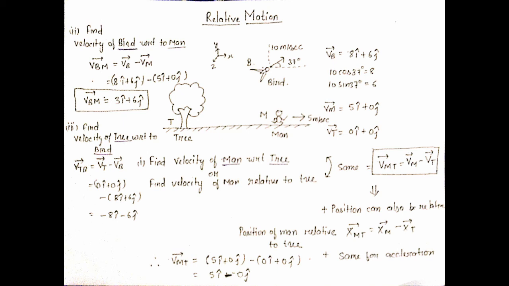Now another example: find the velocity of the tree with respect to the bird. It can be represented as VTB equals VT minus VB, and the velocity of the tree is 0 i cap plus 0 j cap minus 8 i cap plus 6 j cap. That comes out to be the velocity of the tree with respect to the bird is minus 8 i cap minus 6 j cap. What does it mean? It means when the bird is at rest, the tree appears to the bird to be moving away in the minus x direction, and minus 6 j cap means in the negative y direction the tree has velocity 6, as it looks to the bird when the bird is at rest.